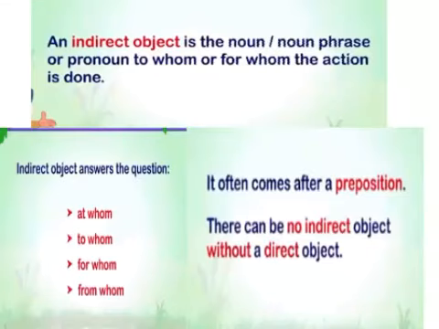Indirect object is also a noun or pronoun or noun phrase to whom or for whom the action is done. Indirect object answers the question at whom, for whom, to whom or from whom. Remember, there can be no indirect object without a direct object.